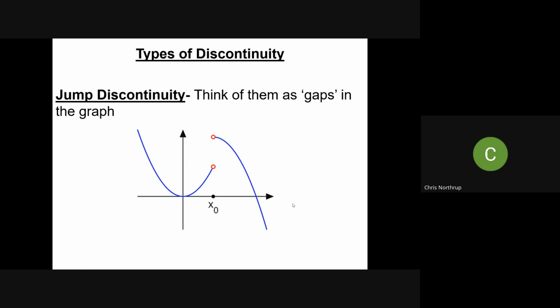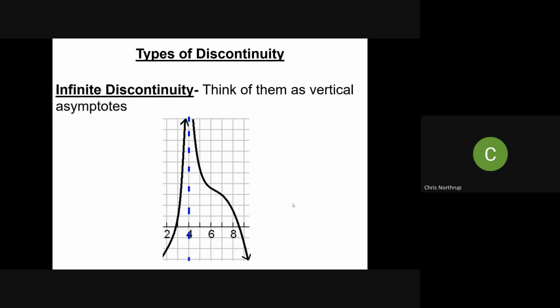So the first type was a removable. The second type of discontinuity is called a jump discontinuity. This is typically where your function stops and then picks back up somewhere at a totally different y value and then keeps going. And then another type of discontinuity is called an infinite discontinuity.